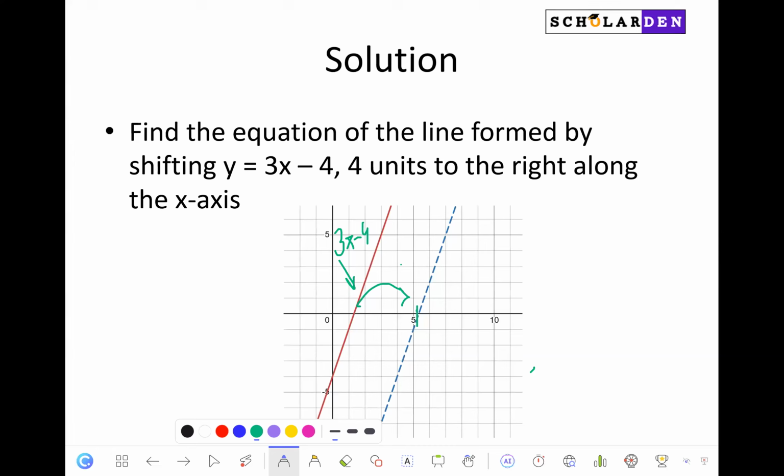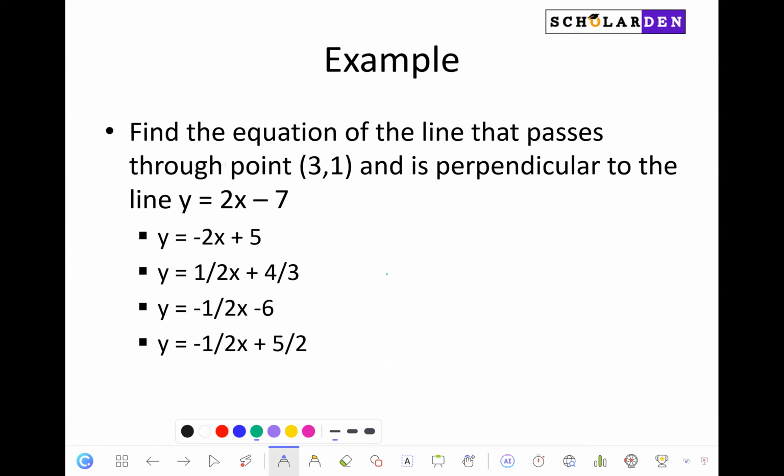And then we move forward to our next example. Okay, right. So this example states: find the equation of the line that passes through the point (3, 1) and is perpendicular to the line y is equal to 2x minus 1. Okay, and you're given 4 options.